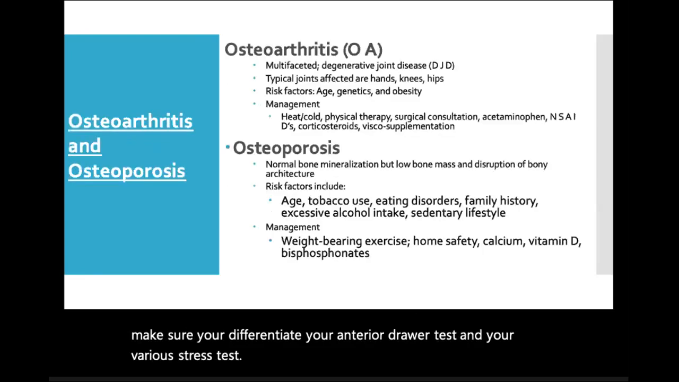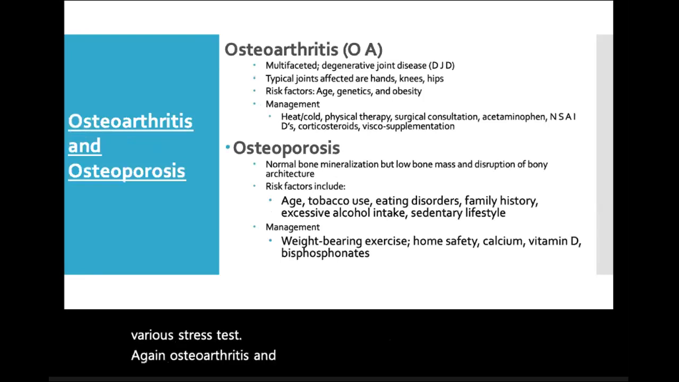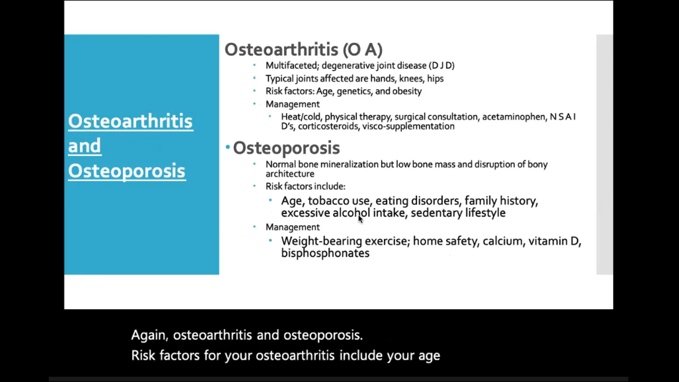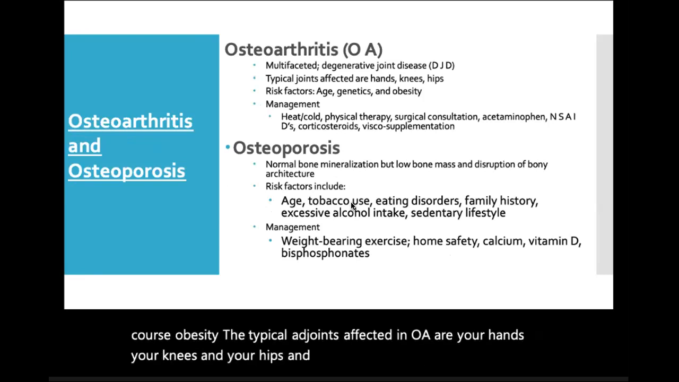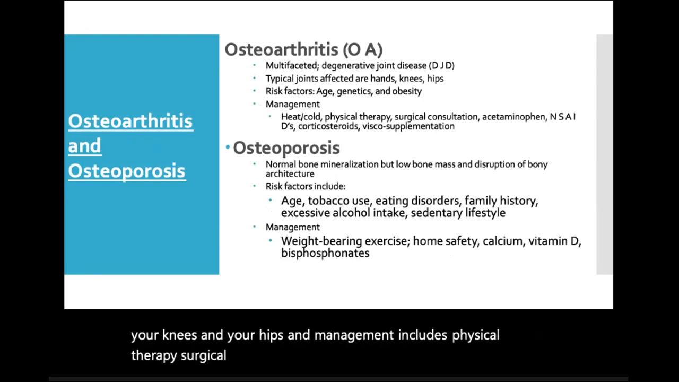Again, osteoarthritis and osteoporosis. Risk factors for your osteoarthritis include your age, genetics, and of course, obesity. The typical joints affected in OA are your hands, your knees, and your hips. And management includes physical therapy, surgical consultation, Tylenol, NSAIDs, corticosteroids, and viscosupplementation.